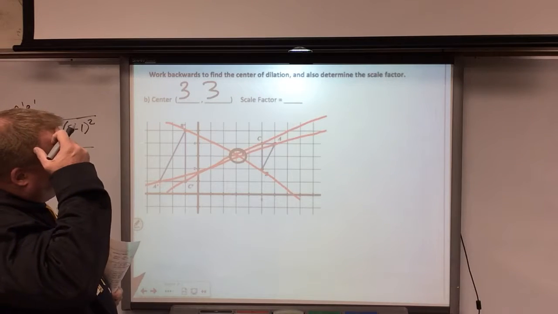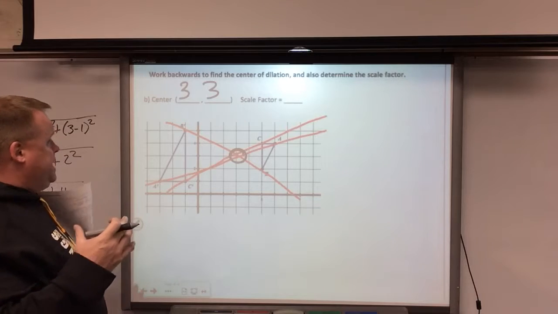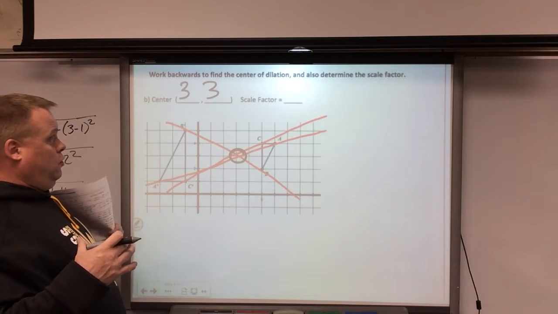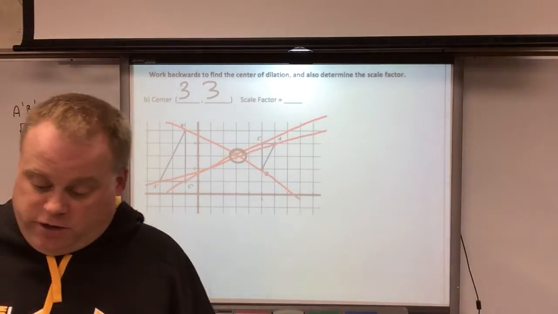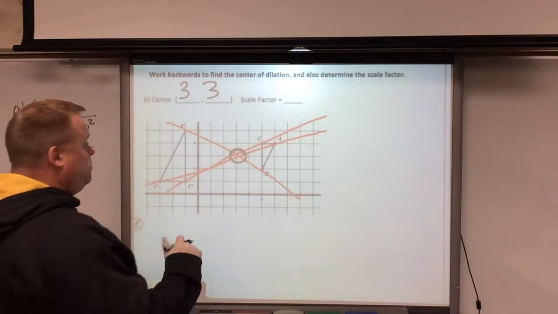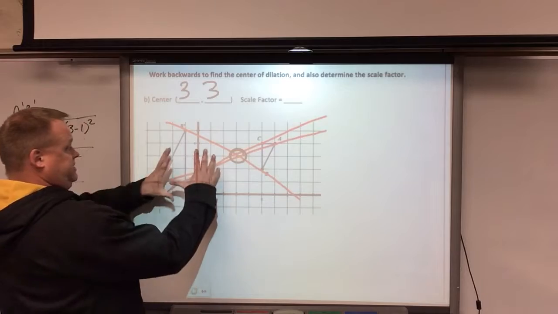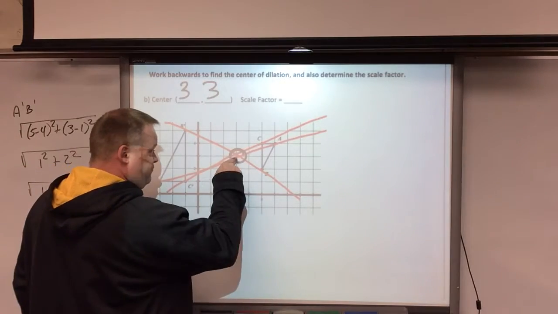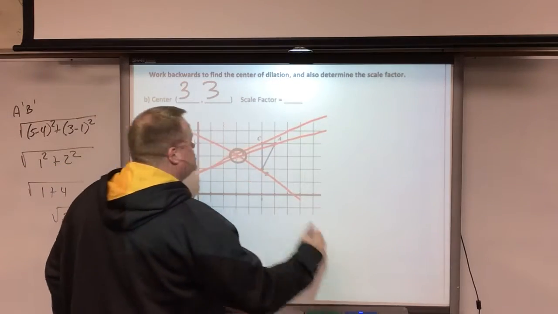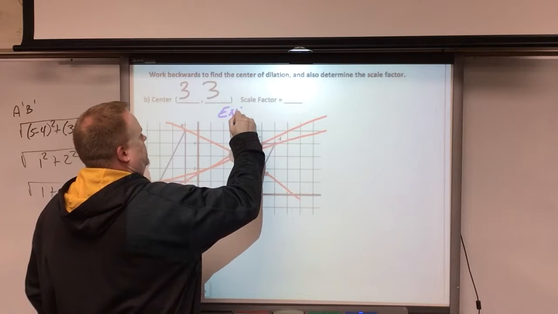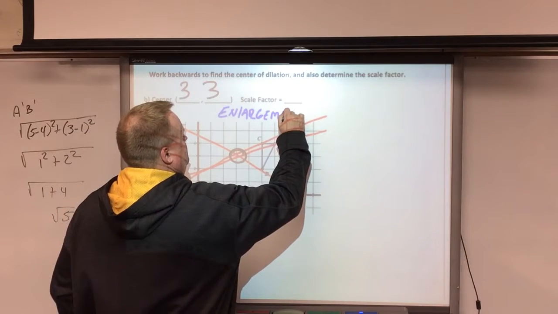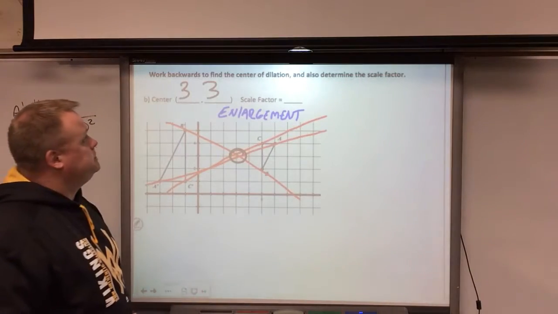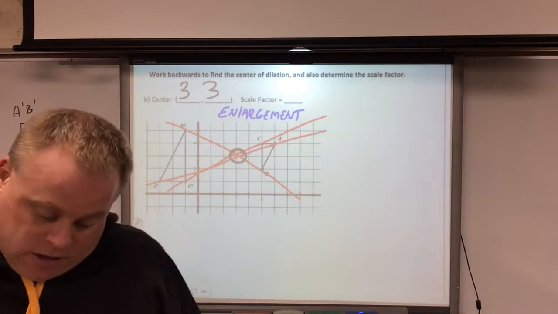Okay? Now let's find the scale factor. Well, think about it for a second. Is this bigger or is this a reduction? Well, it's going to be an enlargement. I know this just by the fact that it's bigger out. It's bigger, it's further away than the center. So I know that this is an enlargement.